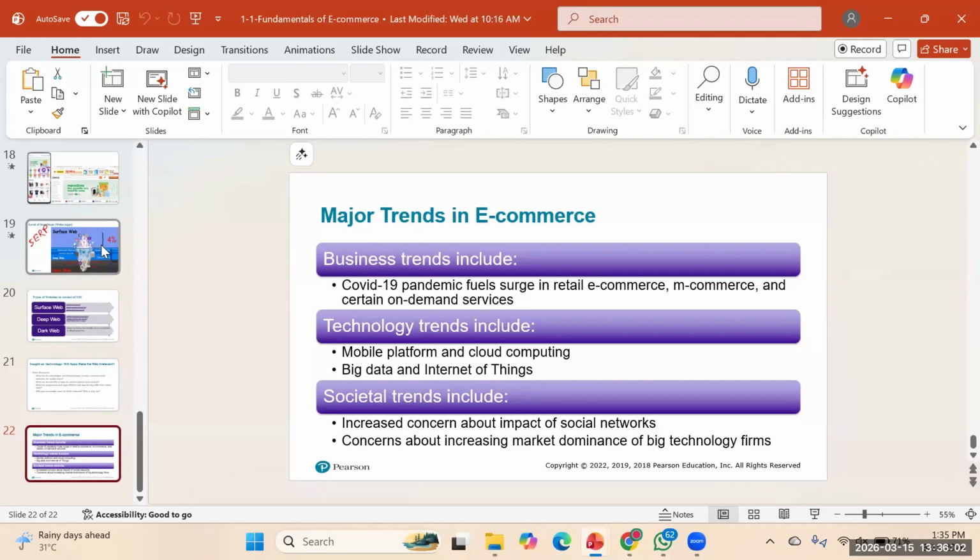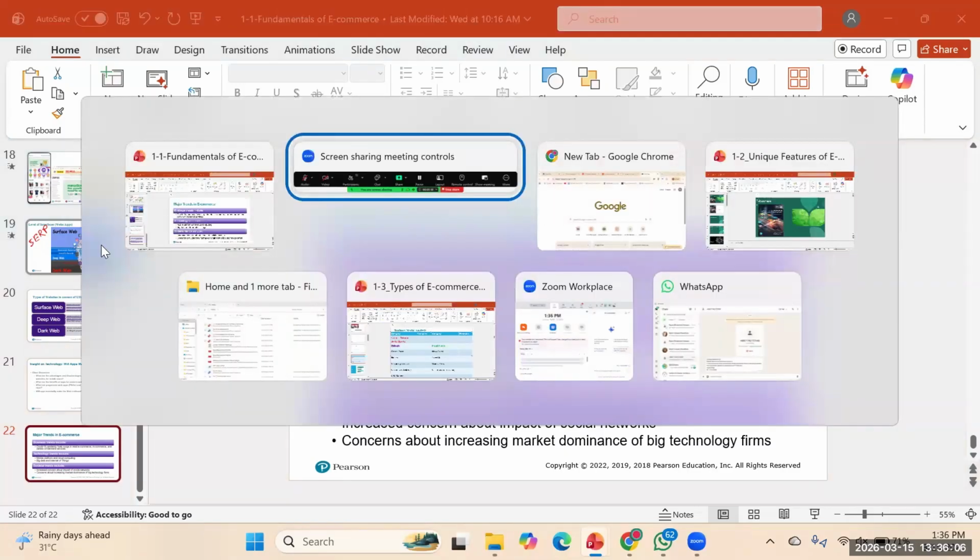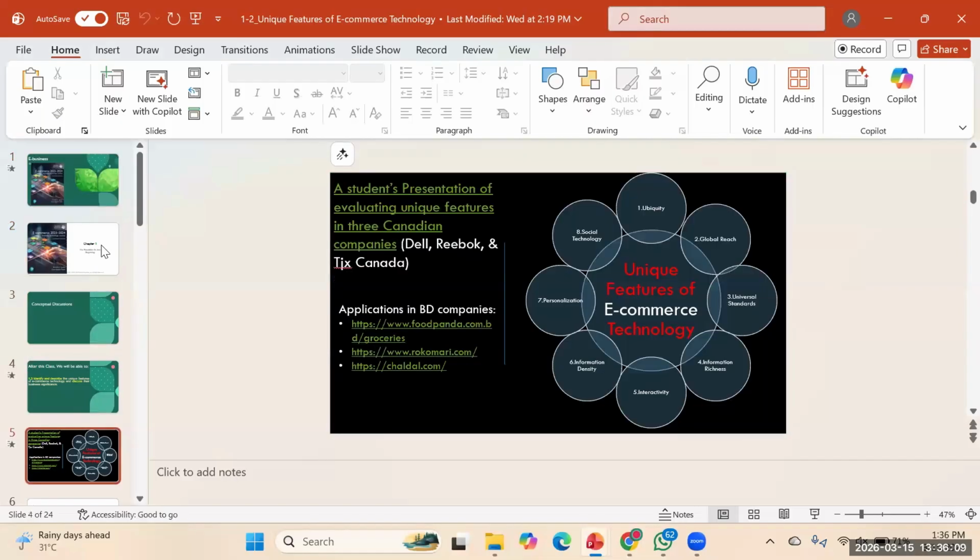Now, in the second topic of the last class discussion, we talked about the unique features, I mean, the potentials that e-commerce technology offers for an e-business. We talked about the internet and the interfaces that give a lot of scope for businesses to utilize the potential and develop their business success. Here we already shared the Canadian student's presentation, where he explained the 8 unique features that a business can optimize by utilizing e-commerce technology.